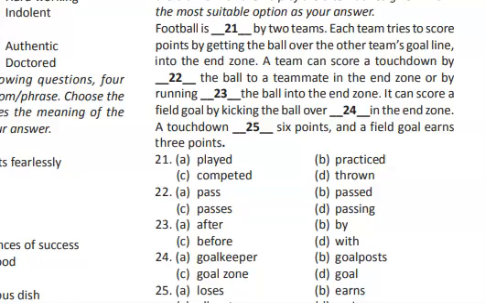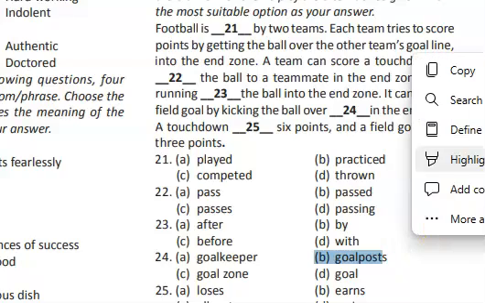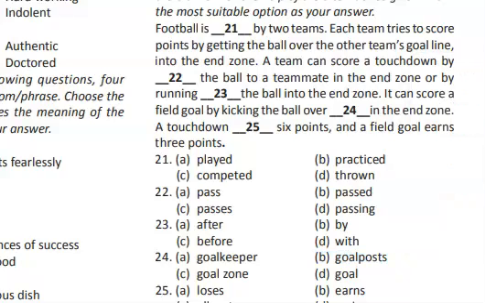Then it can score a field goal by kicking the ball over. So what should be? Goalkeeper, goal posts, goal zone or goal. What should be the right answer here? It should be B, which says goal posts, not goalkeeper. If you are kicking the ball over the goalkeeper, then it will go over the net. So it should be goal posts, inside the area of goal. So context matters a lot.